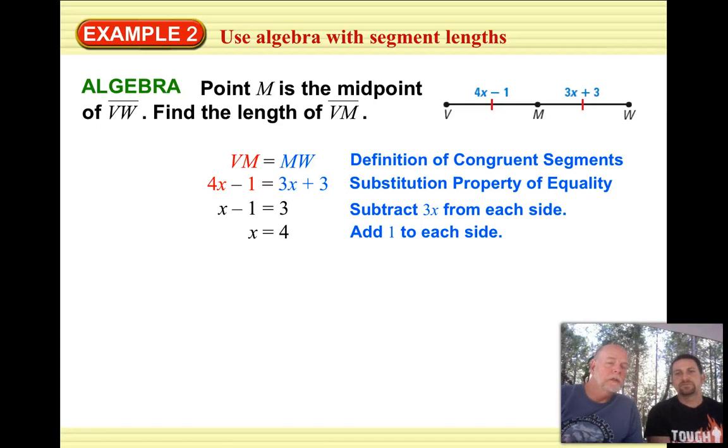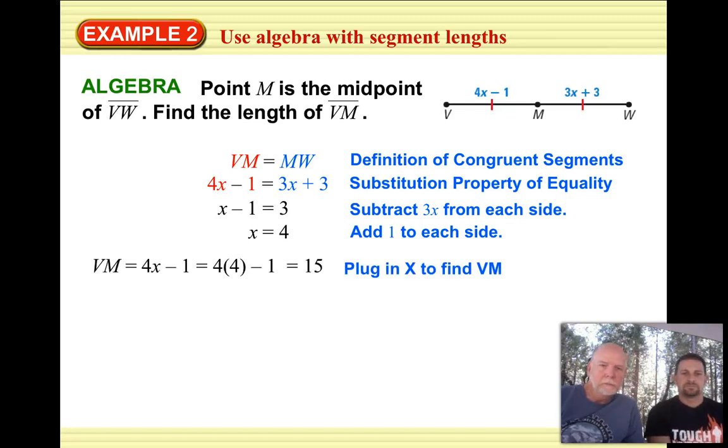But that's based on your knowledge of midpoint, because they're asking you for VM. If this was some other question, you would have to plug into VM specifically to find the answer. But we know these are both the same. So 3x plus 3 might be a little easier to plug into. They're plugging into VM specifically because that's what they asked for. And the answer is 15. 4 times 4 is 16, minus 1 is 15.